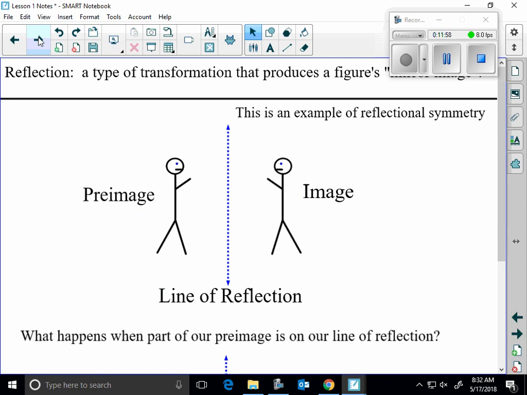Okay, so we got a pre-image, we got an image, and then we got this line of reflection. Do you know what's true about this segment from here to here? And this segment from here to here? What's true about the green point? What does it do to that blue segment? Cuts it in half and forms what angle? 90. Does the same down here. Forms a 90.